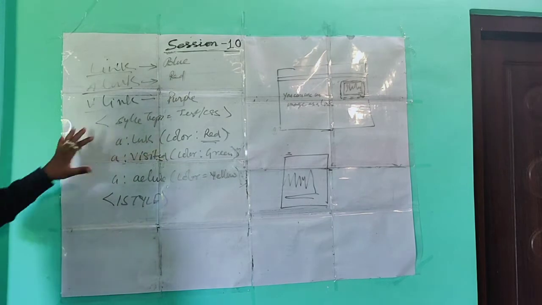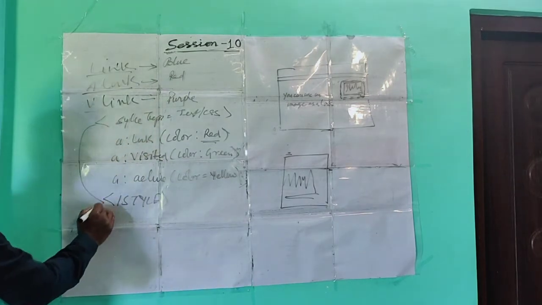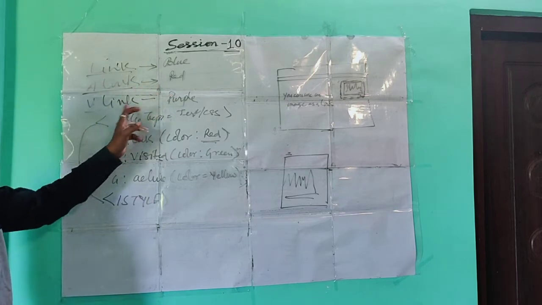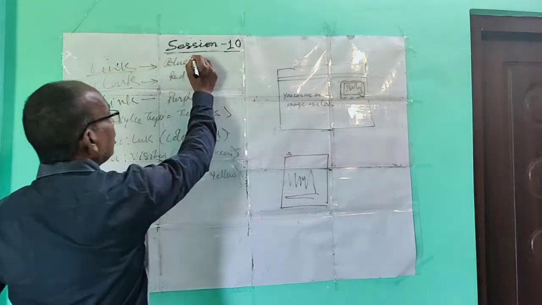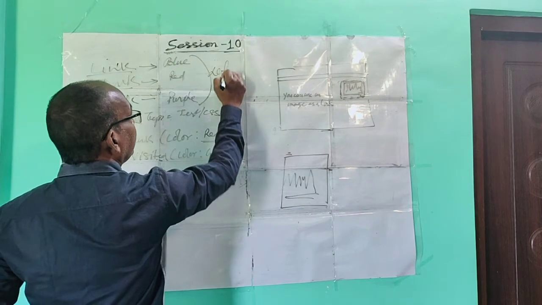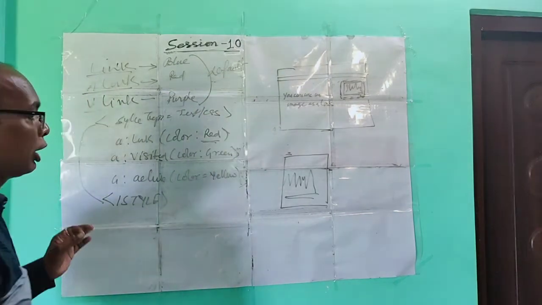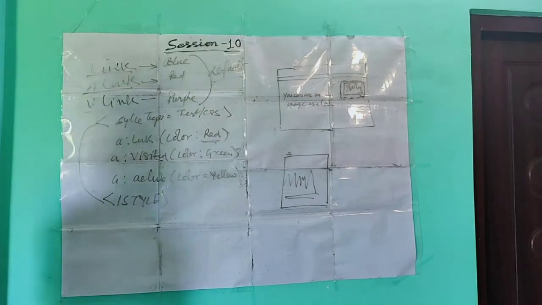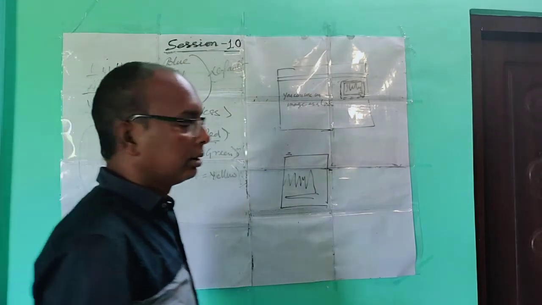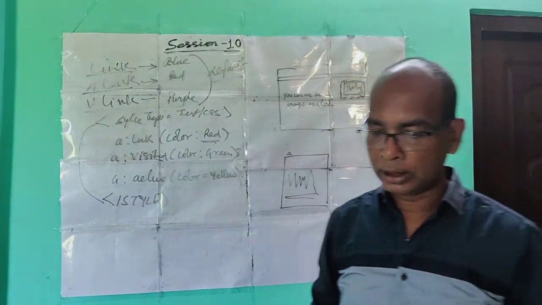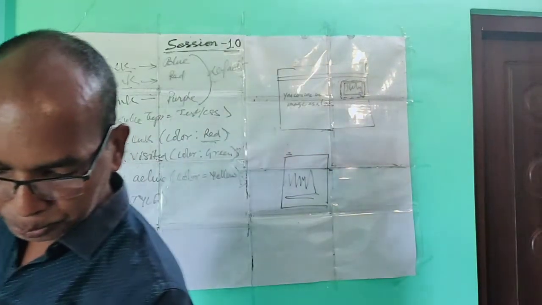If you do not specify this part in a document, then you will get the link color blue, A link red, and B link purple, which are called the default colors. If you do not specify, the link color will appear blue, active link color red, and visited link color purple. So this thing I explained in the last classes.